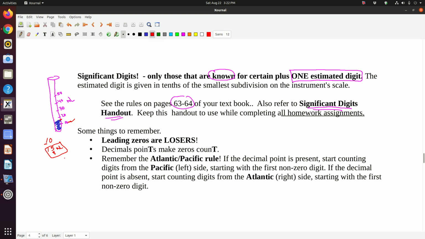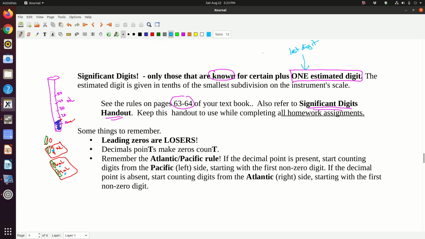Because I could look at this and say, well, maybe it's 16 milliliters because it's a little bit higher. Or maybe I thought it was 14 milliliters. All of these would be correct values because they're all showing you what we know for sure, which is the 1. We know it's at least 10. And then they all show you one more place that we estimated. The 6, the 4, or the 5 were all the estimated values. So the last significant digit is always the estimated significant digit. The estimated one is the last digit in the number, okay?